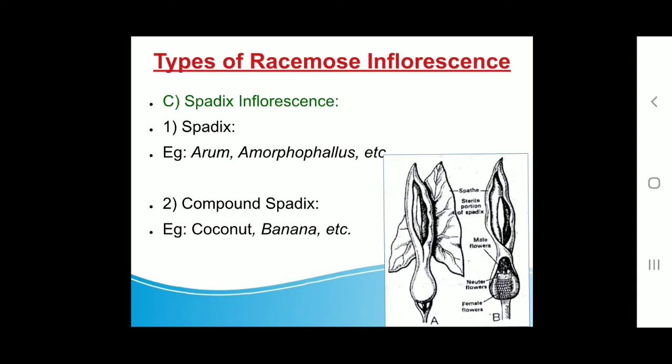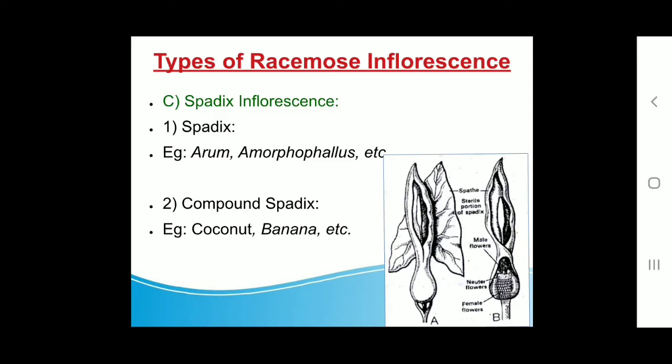In this inflorescence, female flowers are present at the base of the axis. Male flowers are present at the upper part of the axis. Above the female flowers and below the male flowers, a few sterile flowers are also present. The tip of the axis is also sterile. Examples: Arum, Amorphophallus, etc. These are a few examples of the spadix type of inflorescence.